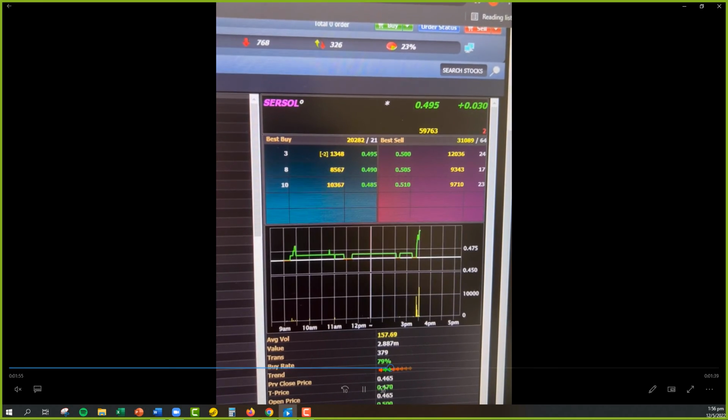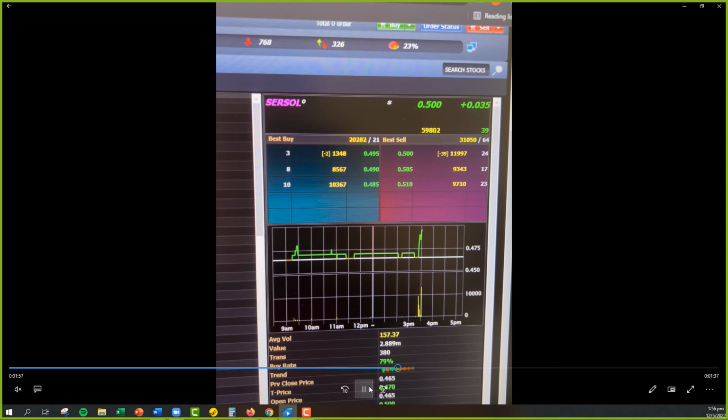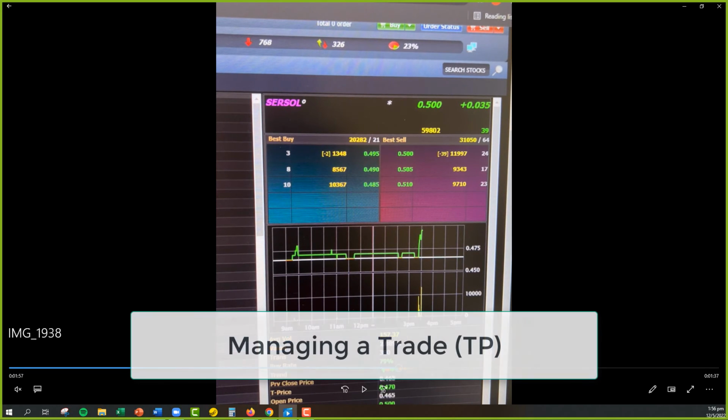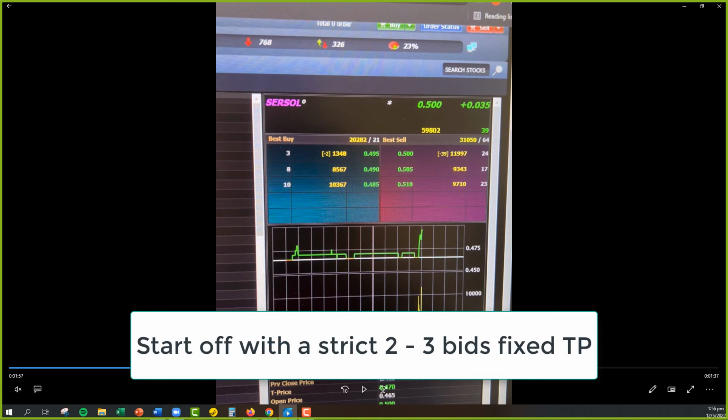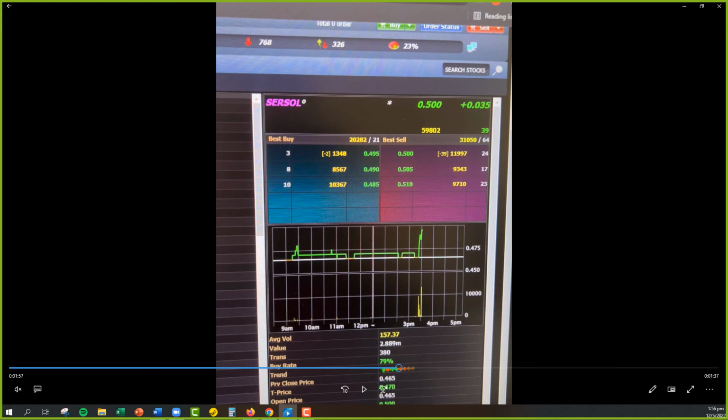So I've mentioned just now something very briefly. How do we take profit? For beginners, the best take profit is following your rules. At current levels, my rule to follow is to strictly TP at 2 to 3 bits. Don't make a ridiculous risk and reward ratio of, let's say, 10 bits or 20 bits of profit in SERSOL. That is to say that you will see a 5 cents increase within a short period of time.